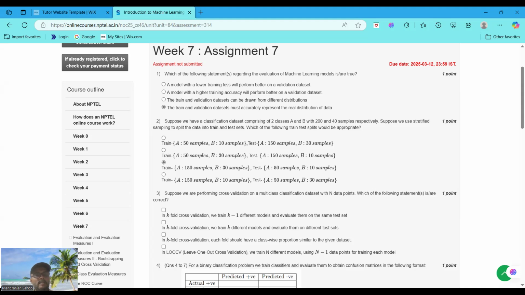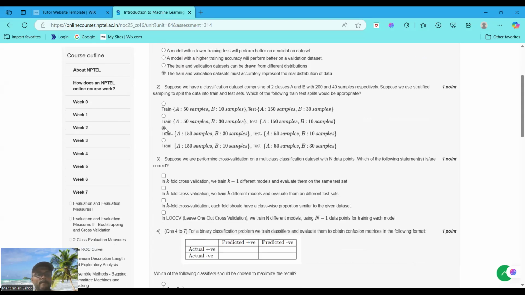But what happens in D? Train is 160 samples. Test is 80 samples. The ratio is 150 to 10, that is 15 to 1. And test is 50 to 30, that is 1.67 to 1. The ratios do not match 5 to 1. Only option C maintains the 5 to 1 ratio in both sets and sums to the correct totals. So we choose option C. Moving to question number 3.